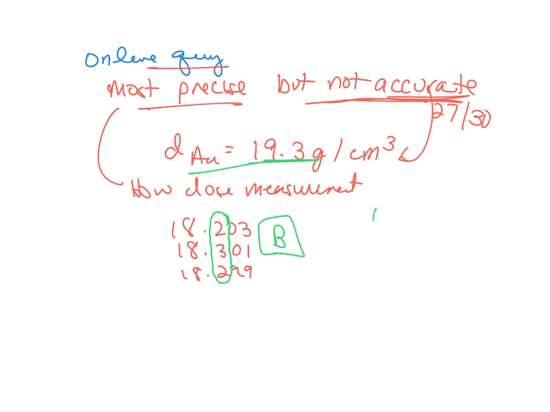If you look, 19.203, 19.301, 19.299. This is accurate. This is the most accurate because it's closer to the 19.3, but it's also the most precise. So that is both. And C is not accurate and not precise.